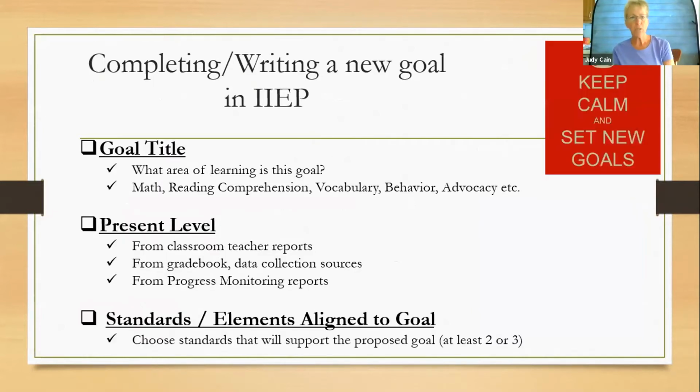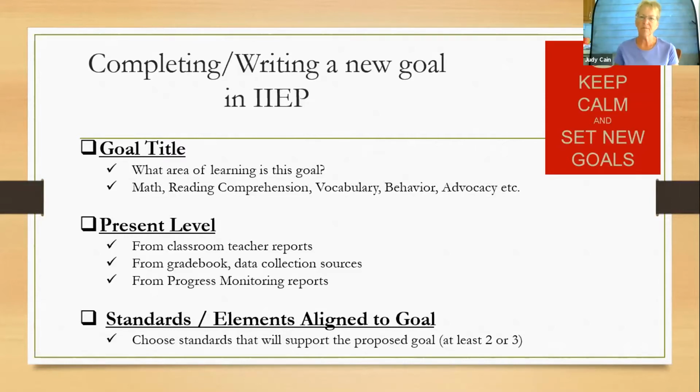So the goal title is, what is the area of learning? Is it reading comprehension? Is it writing? Is it behavior, advocacy? Is it listening? Is it speech? What area is this goal? And that's just a brief little blurb about that.